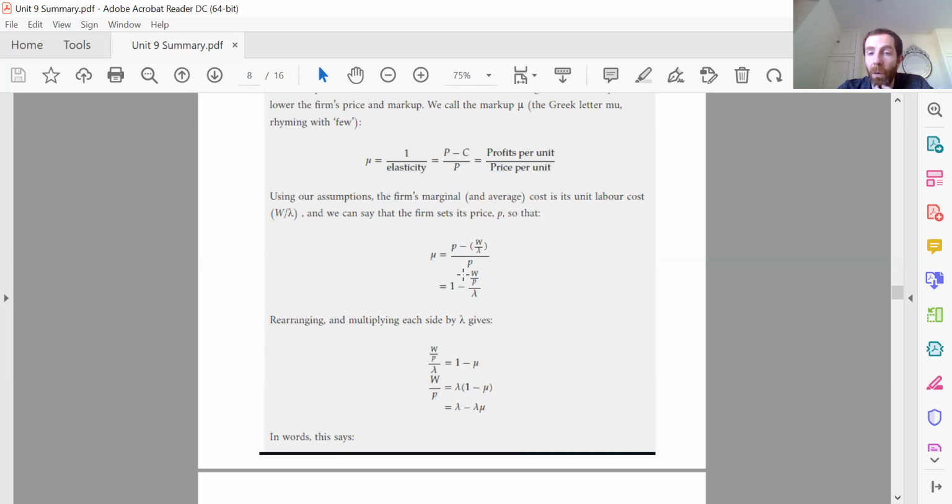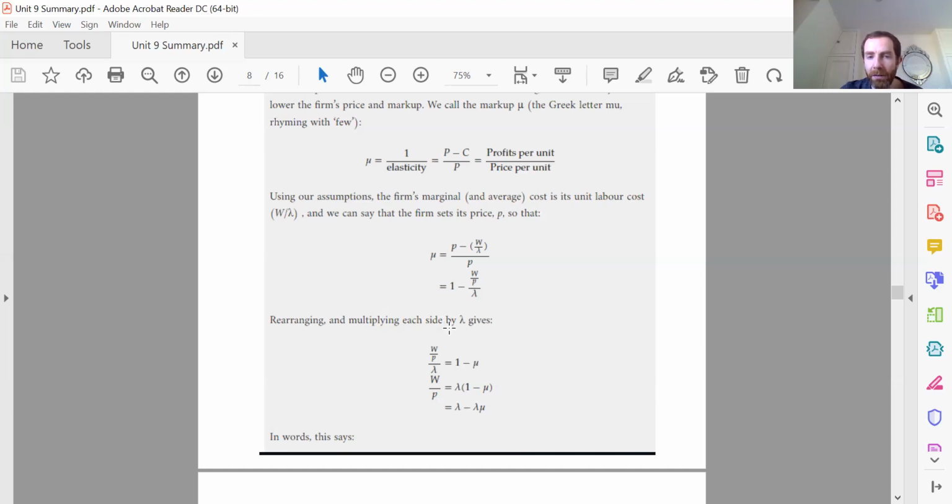Then the line below, all we've done is divided each of the terms in the numerator by P. So P over P gives us 1. And then W over lambda over P, we're just now rewriting that as W over P over lambda, and that's fine. And now you can start to see where we're getting closer to a relationship, because W over P, nominal wage over price level, that's real wage. And so what do we do next?